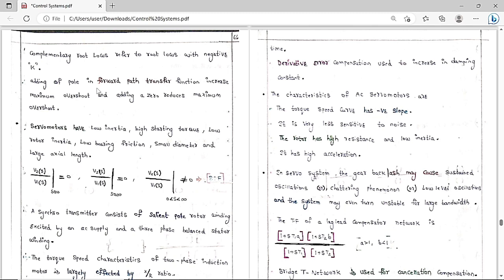This one always you have to keep in your mind: adding of a pole in the forward path transfer function increases the maximum overshoot, whereas adding a zero reduces the maximum overshoot. This point always you have to keep in your mind.